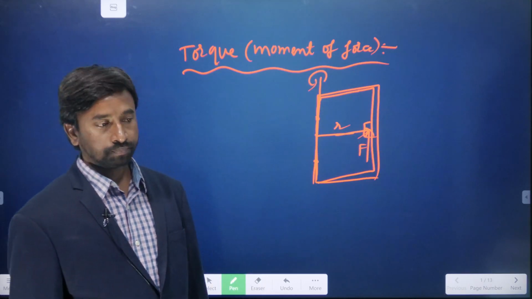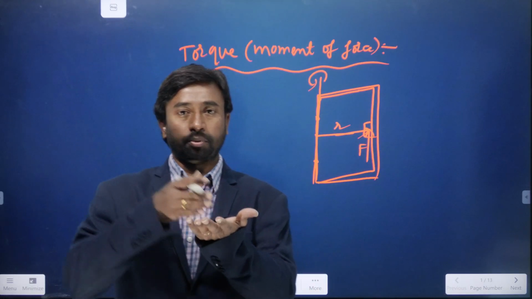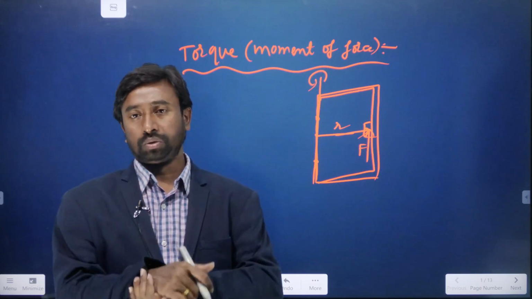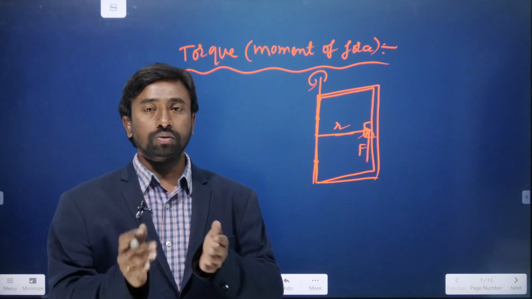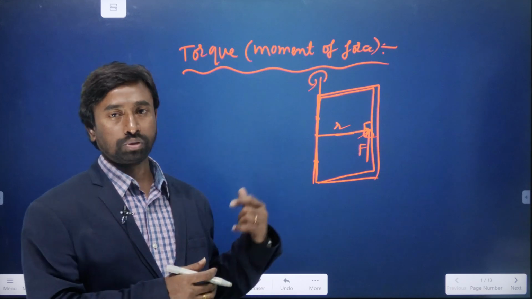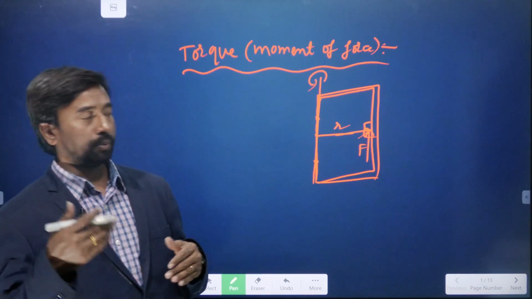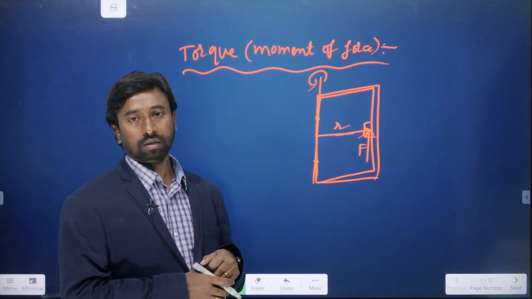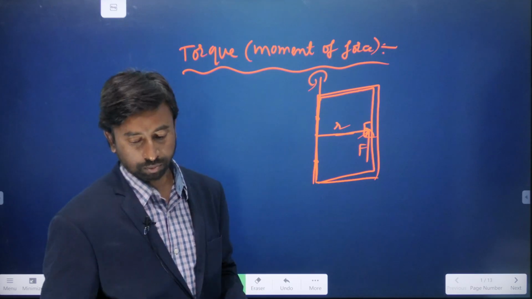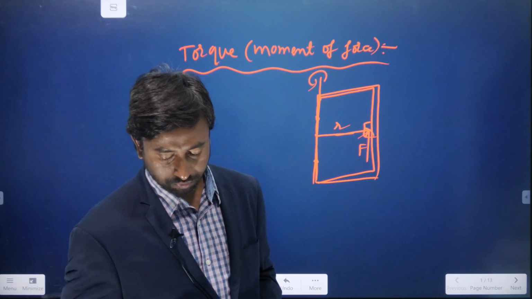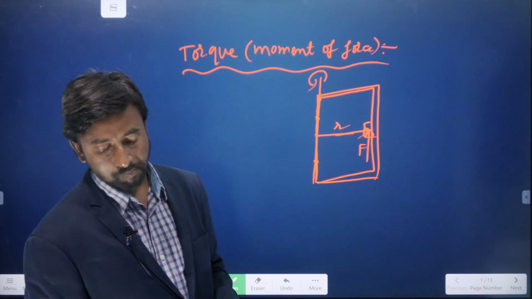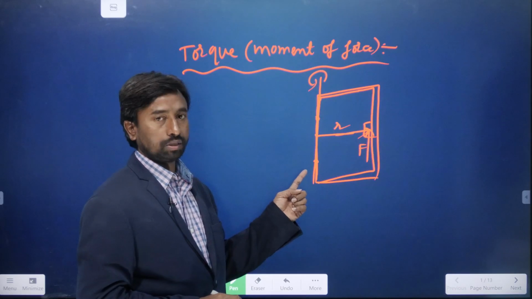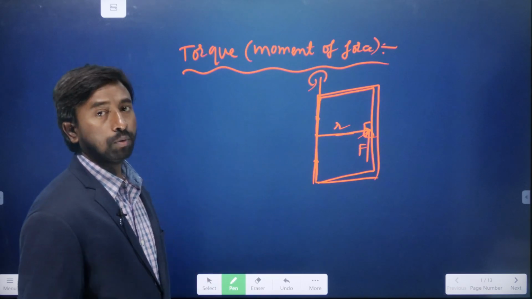Generally, whenever we apply a force on a body, the body will go in the direction of application of force. But in rotational motion, when we apply the force, that force causes the body to rotate. So that imaginary force is said to be the torque or moment of force.